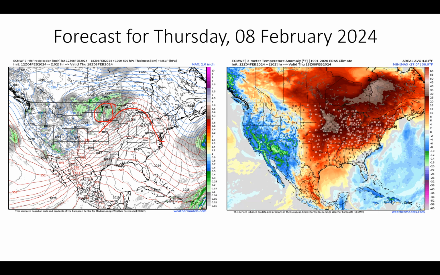If you're a snowmobile lover, you like to ride your snowmobile out over in Wisconsin or something, you are like, what in the world's going on with this weather? I can't stand this mild weather.